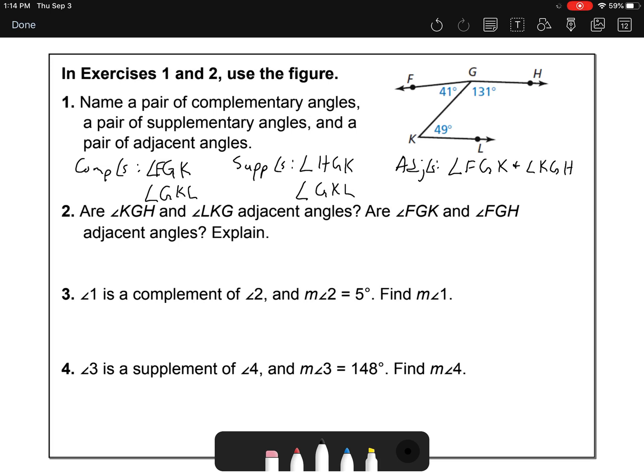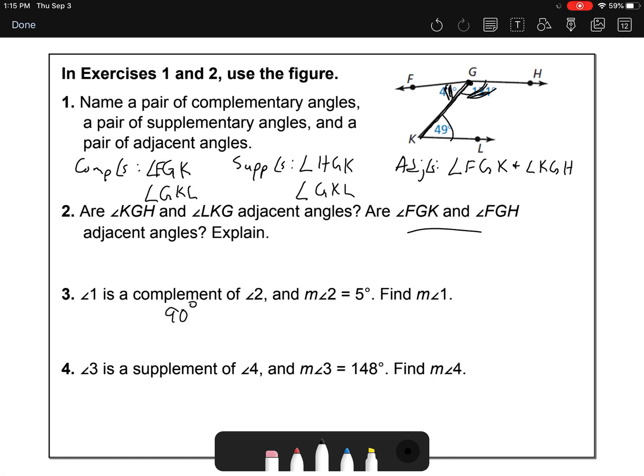Then the question asks, is angle KGH, that's this, and LKG adjacent angles? Right, no, they don't share a common vertex, do they? Are angle FGK, this one, and FGH adjacent angles? Yes, they share a common side, right here. They share a common vertex, but they don't have any common interior points. So yes, these are adjacent.